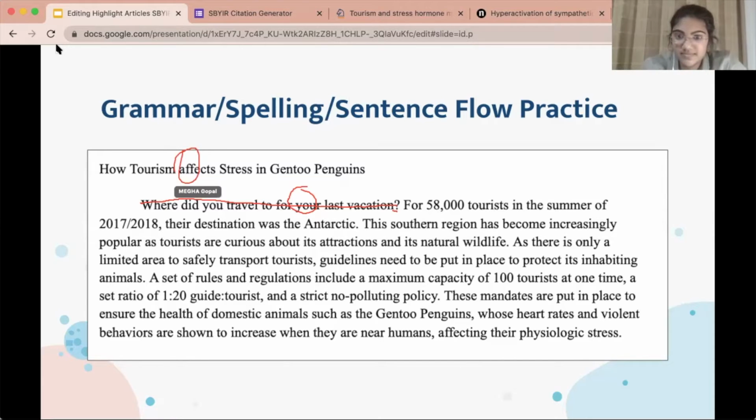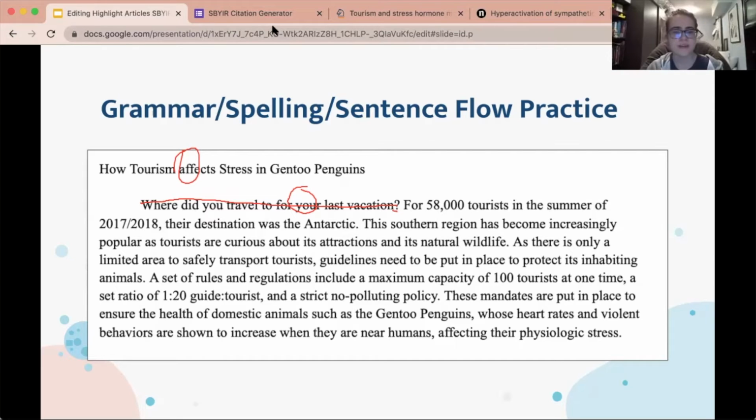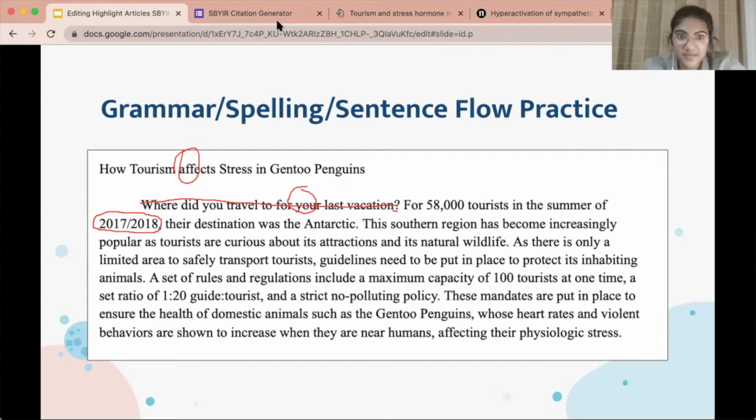What else? Anyone? I would probably change the order in the second sentence so that it starts with the time frame that we're looking at. So in the summer of 2017, 2018, 50,000 tourists traveled to the Antarctic. The order of that sentence kind of breaks up the flow. Right, that's a very good point. And we do almost exactly that same sentence in the fully annotated version. So we want to make sure everything flows very nicely.